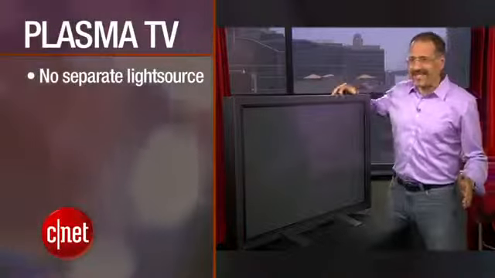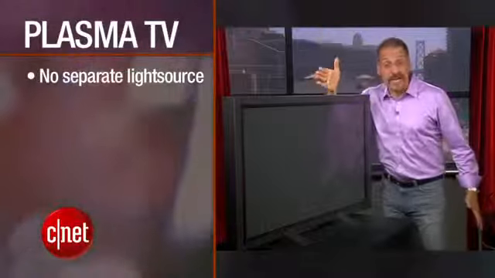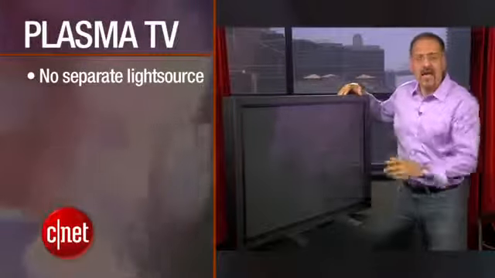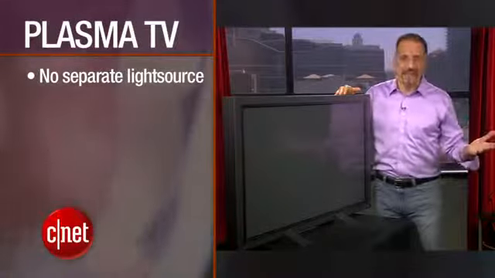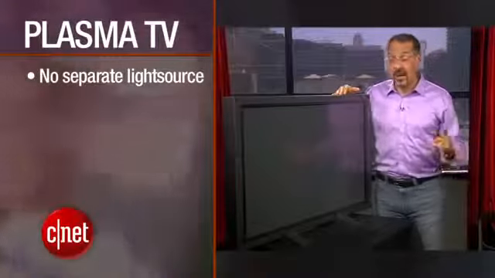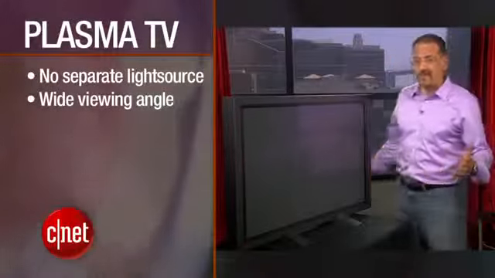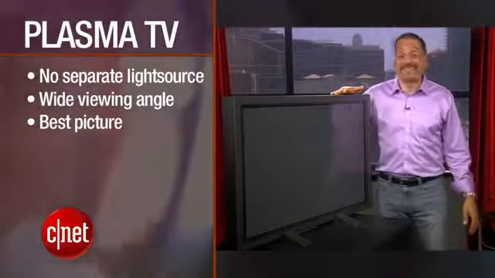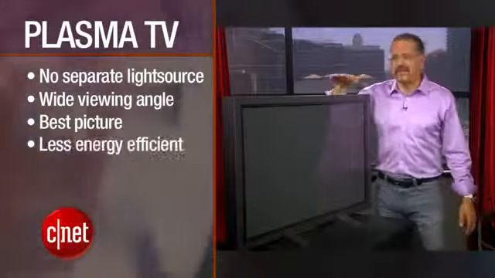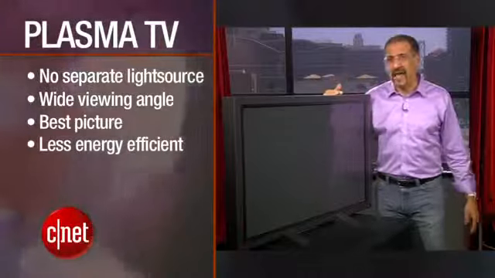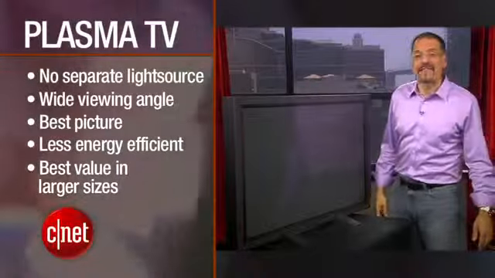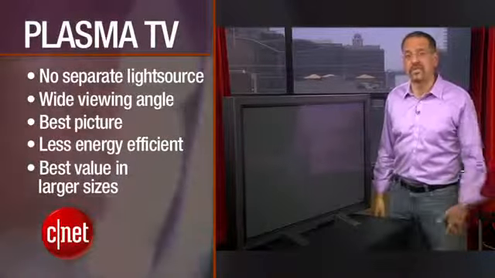Now, unlike the LCD TVs we've been talking about, there is no separate light source in the back behind the picture. Instead, every pixel that you see is a little tube of glowing gas, or plasma, that emanates light on its own. Unlike LCD, the picture is bright and accurate from just about any viewing angle. And when a plasma TV is really good, it still tends to be the best-looking TV technology out there. Now, these guys are not as energy efficient or cool running as LED LCDs can be. And surprising to a lot of folks, plasmas are actually the best value in larger sizes, like 42-inch and above, if you shop aggressively.